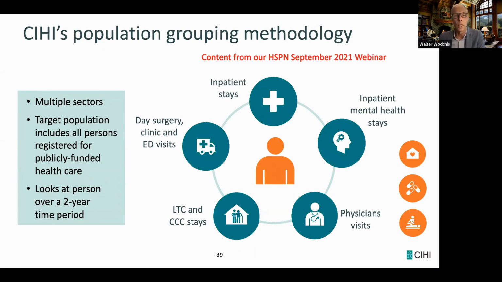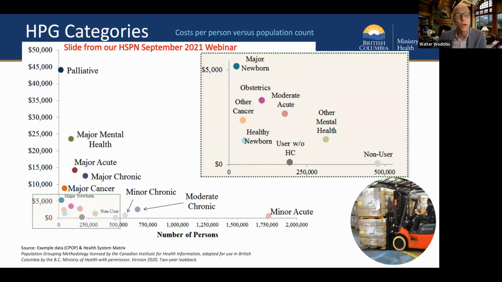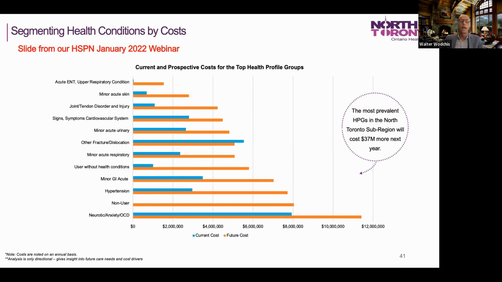They also have some online materials. In that same webinar, BC talked about how they're using the HPGs, and this is from BC: the number of individuals and how much they were spending on average for people according to these different groupers. So, we're not alone in doing this. ChiHi is supporting work across Canada. Again, that was from that September webinar.